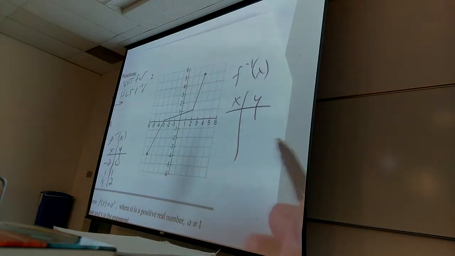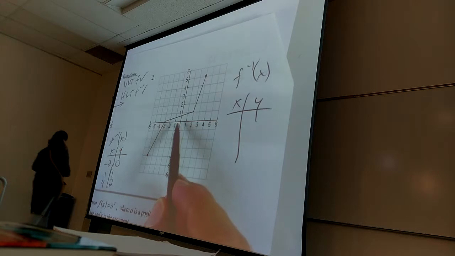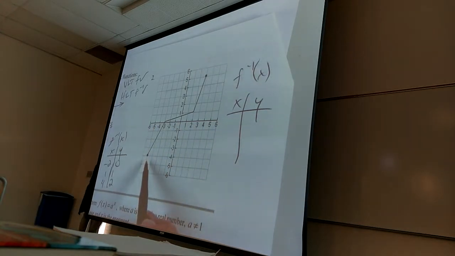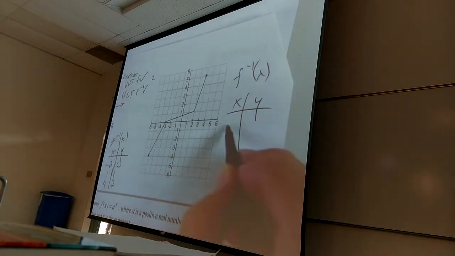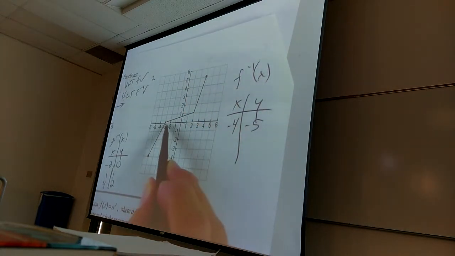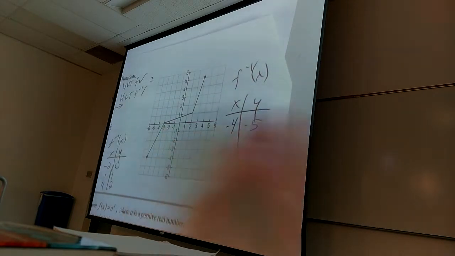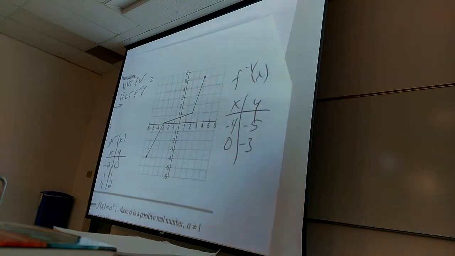So watch this. I don't have to make two tables. I shouldn't have to. The original function goes through -5, -4, right? So then the inverse is going to go through -4, -5. The original function looks like it wants to go through -3, 0. So this is going to go to 0, -3.